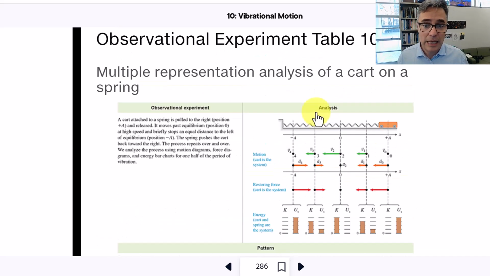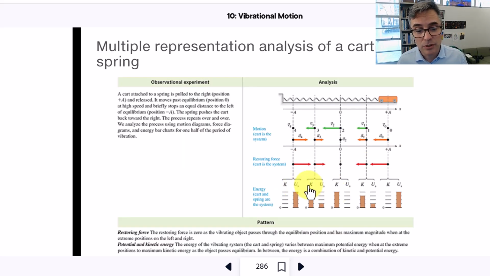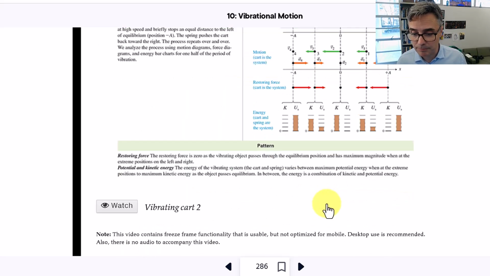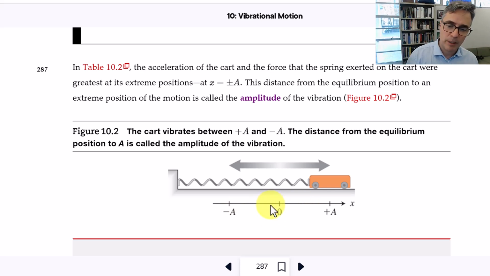There's also energy in vibrational motion, kinetic energy trading off with the elastic potential energy. So when one is a maximum, the other is a minimum. You also need to know about amplitude, A. When a cart is oscillating back and forth, you call its equilibrium position 0. Its maximum x value is plus A, and its minimum position is negative A. So it actually travels back and forth through a whole range of 2A, from negative A all the way to plus A.